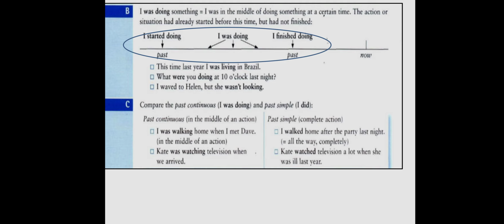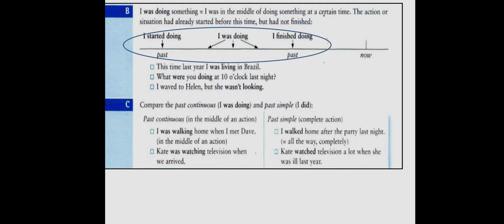I was walking home when I met Dave. Here we use the rule of when. When is in the middle. What comes after when directly? Past simple. And the other tense is past continuous. If when is at the beginning, then we say, when I met Dave, I was walking home. We can write it in another way. When I met Dave, I was walking home.